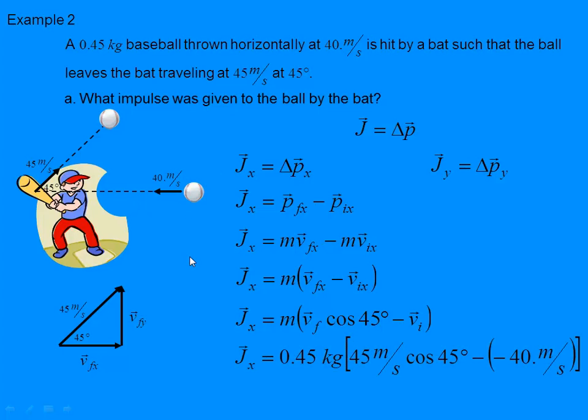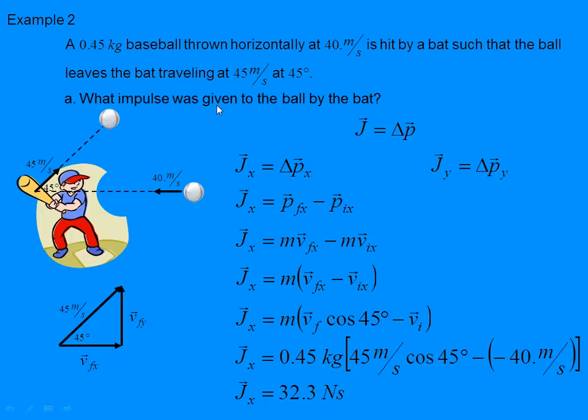So we plug in the numbers, and notice we have to be careful of one thing here. The x velocity is to the left. So if we want to keep consistent with our directions, a conventional coordinate system, we need to make this a negative 40 meters per second. And plugging in all the numbers, we get an x component of the impulse of positive 32.3 Newton seconds.